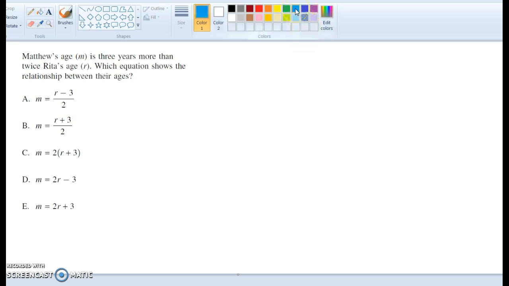So Matt is going to be blue. Matt is 3 years more than twice Rita's age, okay? So Matt is 3 years more than twice Rita's age, which is expressed as an R, okay? So Matt is 3 years more than twice Rita's age, okay? Does that make sense?